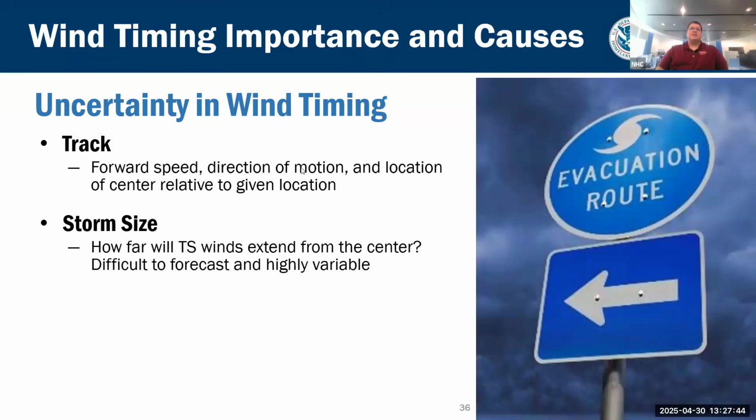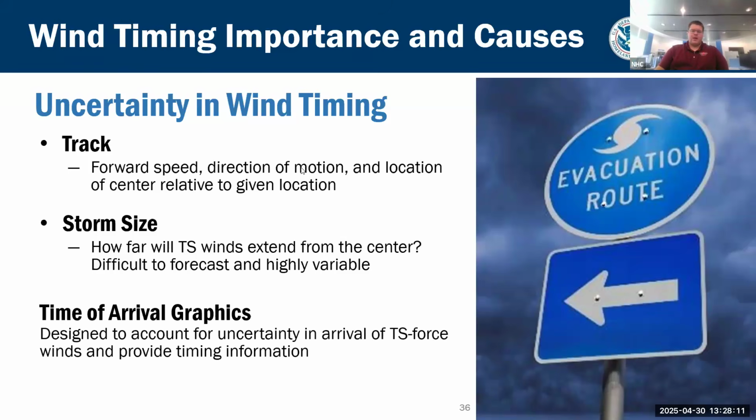Another thing to think about is storm size. As these systems tend to move north, especially those that move up the eastern seaboard, they usually grow in size. So how far out will those tropical storm force winds extend from the center? There are cases where the cone may not even be touching you, but we have such a large system that we are going to see impacts from tropical storm force winds. Storm size is really difficult to forecast and explain. There's a perfect example that I'm going to show you in a little bit of how these time of arrival graphics are designed to account for some of this uncertainty, but there are some caveats that we'll go through as well.